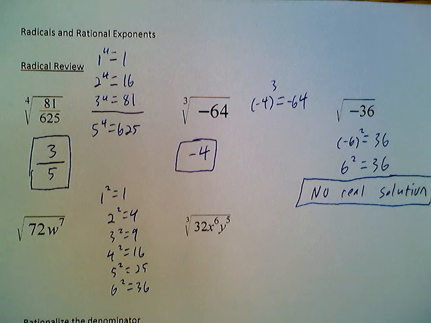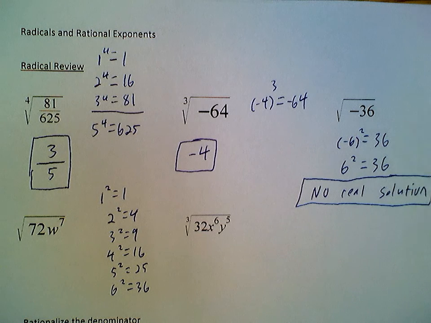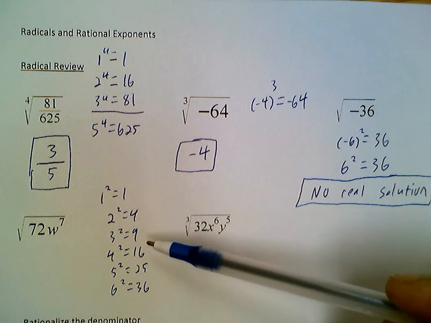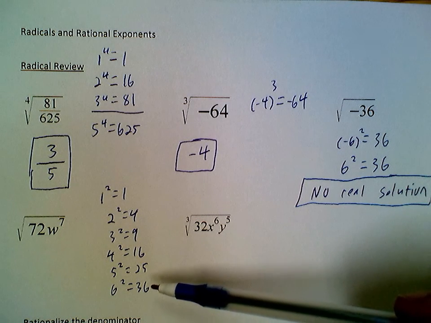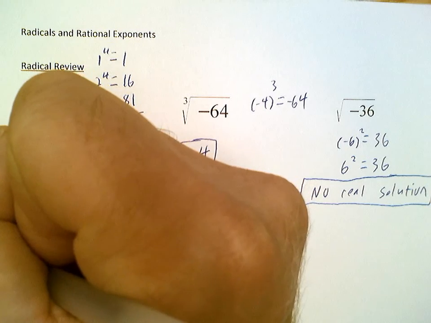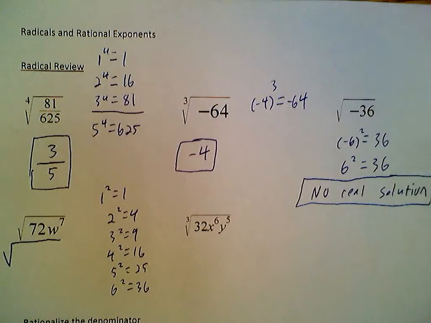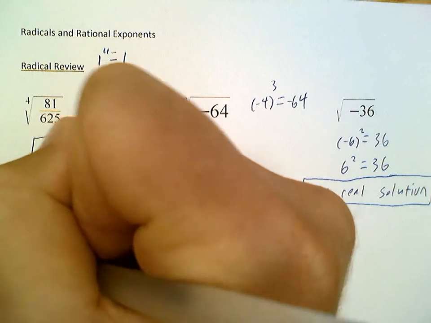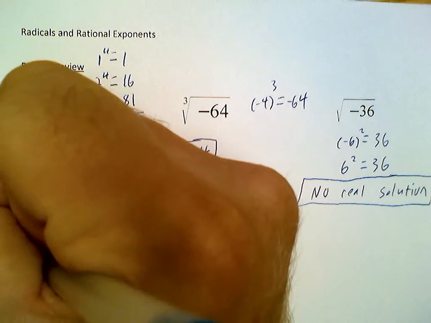But that doesn't mean that we can't simplify this, because even though 72 is not a perfect square, there are perfect squares that go into it. In fact, 4 goes into it, 9 goes into it, but bigger than that, 36 goes into it. So 36 is the biggest perfect square that goes into 72. So what you can actually do is rewrite the square root of 72 as the square root of 36 times 2. Okay? So the square root of 36, not 32.